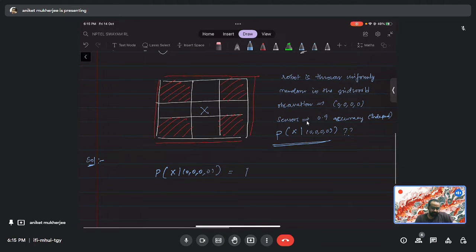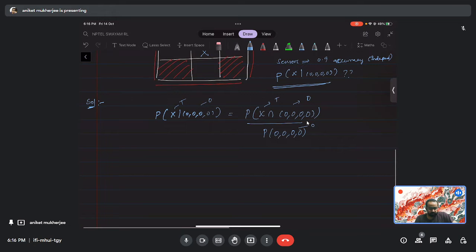So I can write the conditional probability as the intersection divided by the individual probability. This is the true state and this is the observation; this is the true state, this is the observation; and this is just the observation. Okay. Right.